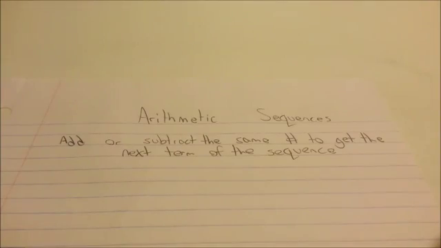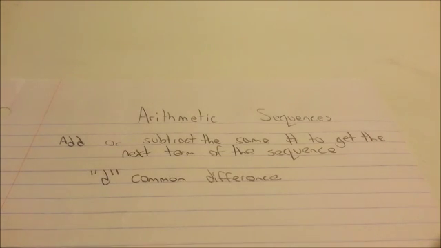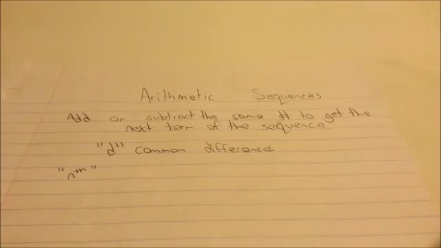This lesson is about arithmetic sequences. This is when you add or subtract the same number to get the next term of the sequence. Because it's always the same number, you have a d value. This is called the common difference, because it's the same every time. You might be asked to find the nth term.